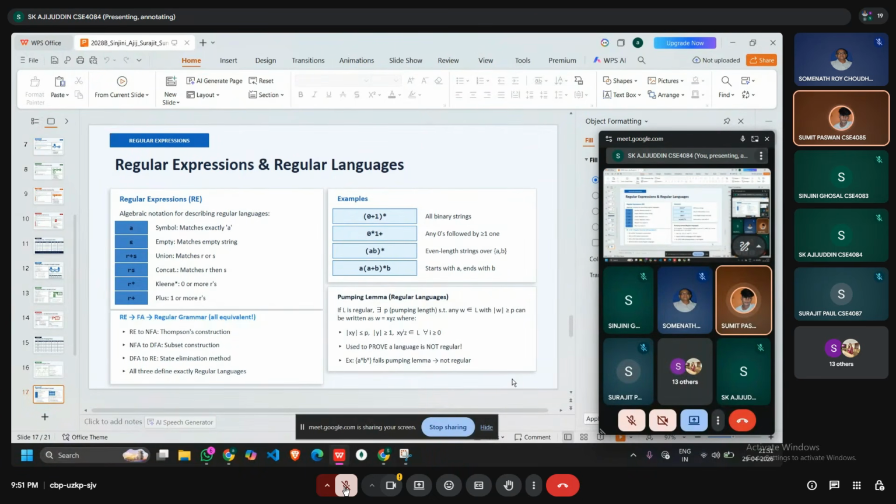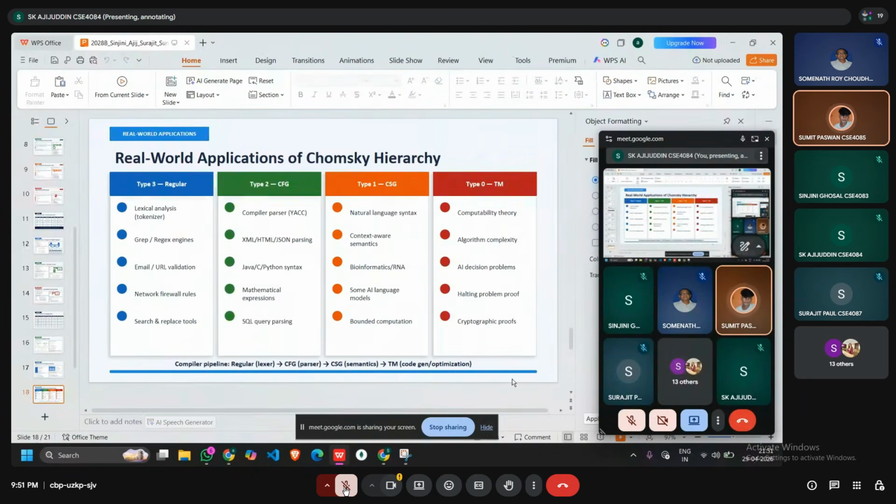Number one is RE to NFA, Thompson's construction. Second one is NFA to DFA, subset construction. Third one is DFA to RE, state elimination method. And fourth one is all three define exactly the regular languages. There are some examples. The last one is real-world applications of the Chomsky hierarchy.